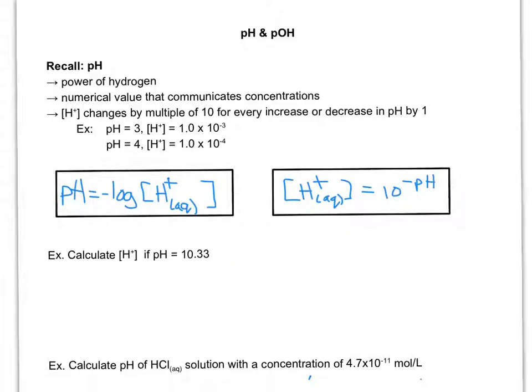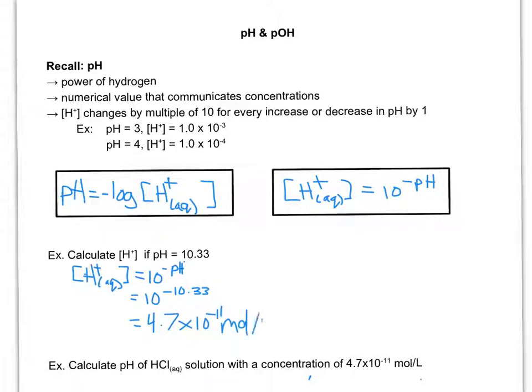If we want to calculate the hydrogen ion concentration, if pH equals 10.33. So to solve this, we're going to write out a formula. Hydrogen ion concentration equals 10 to the negative pH. Sub in our number, 10.33, and just punch this into your calculator, and you're going to get the hydrogen ion concentration is 4.7 times 10 to the negative 11, and our unit is in mole per liter.